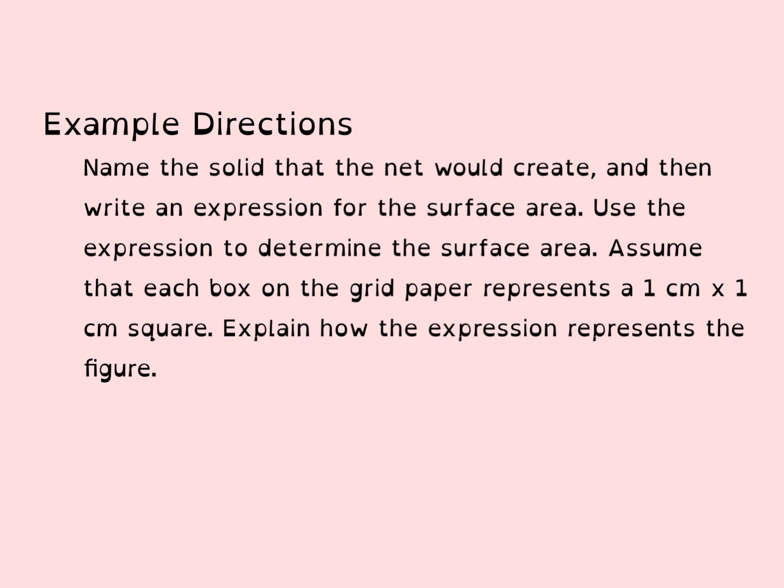For all of our examples today, they will follow these directions. The directions say, name the solid that the net would create, and then write an expression for the surface area. Use the expression to determine the surface area. Assume that each box on the grid paper represents a 1 cm by 1 cm square. Explain how the expression represents the figure.